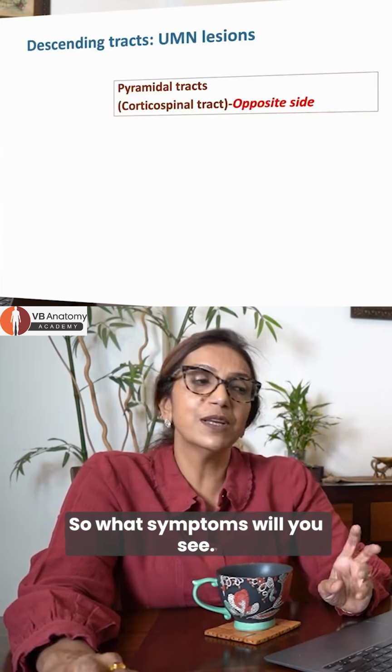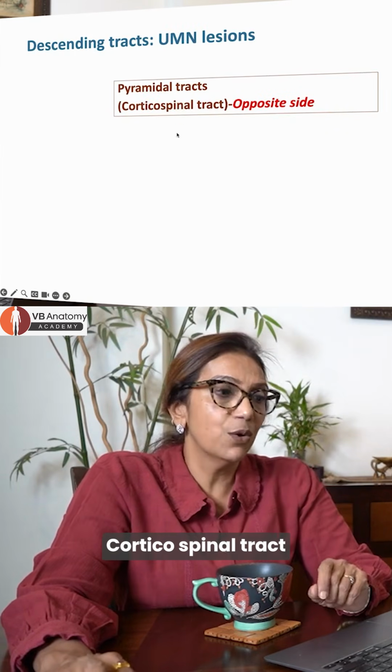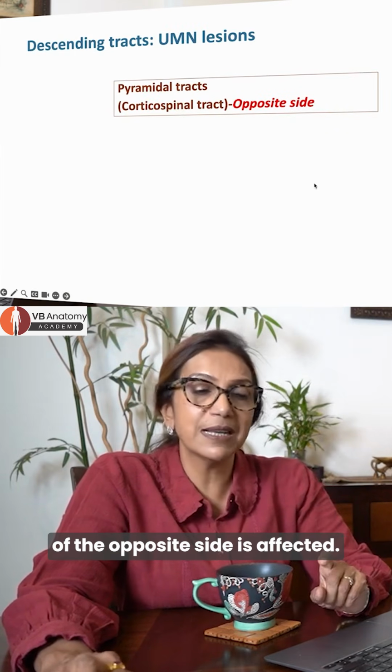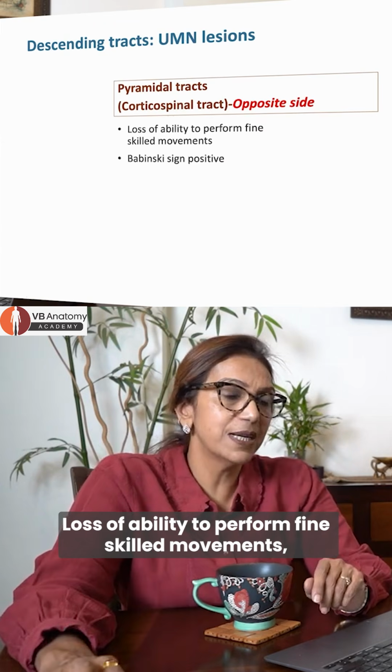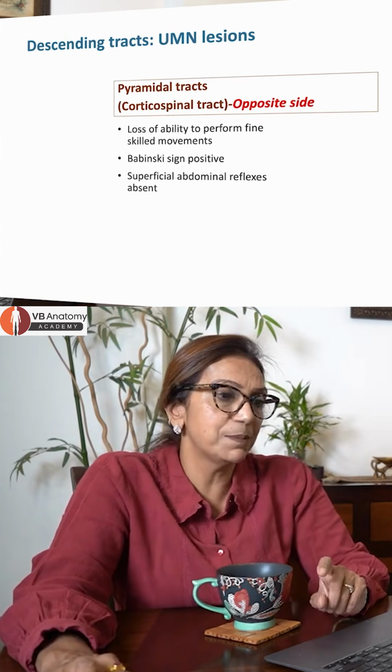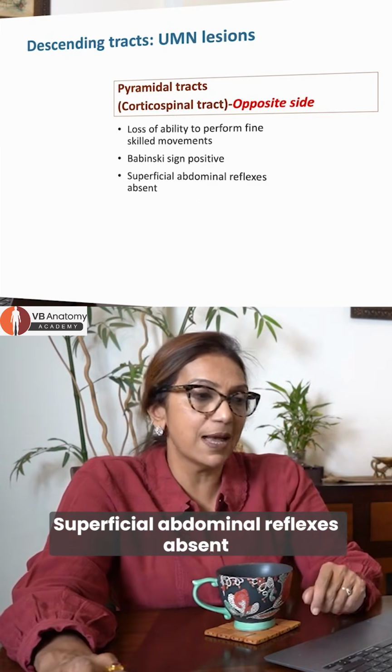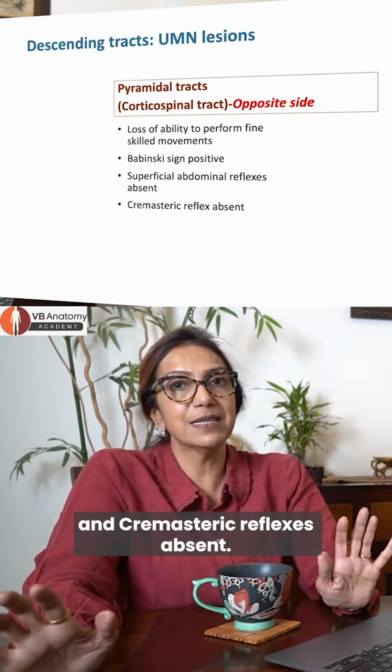So what symptoms will you see? Pyramidal tracts, the corticospinal tract of the opposite side, is affected. Loss of ability to perform fine skilled movements, Babinski sign positive. Superficial abdominal reflexes absent and cremasteric reflexes absent.